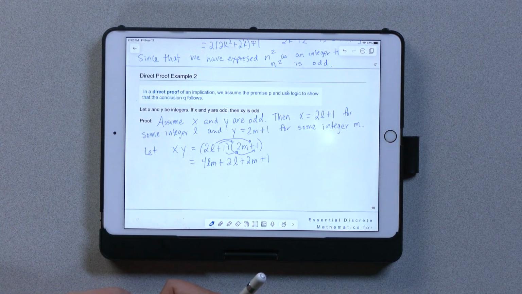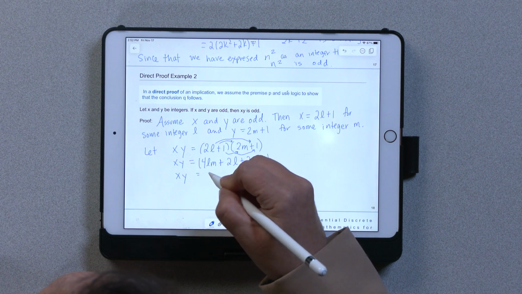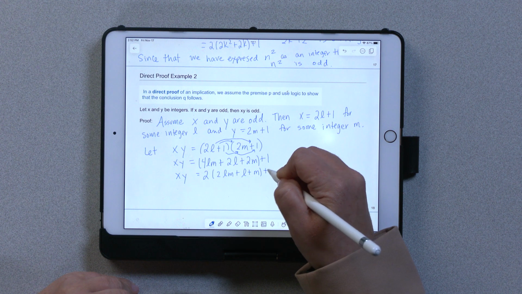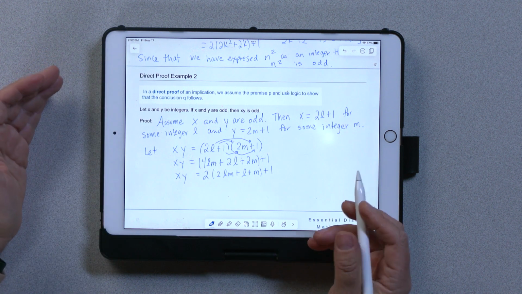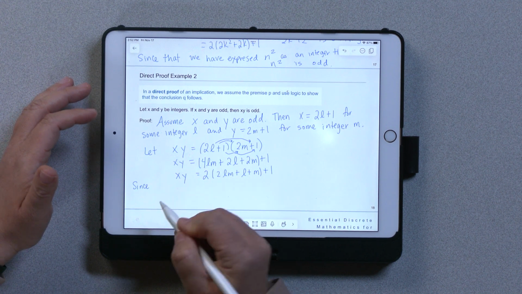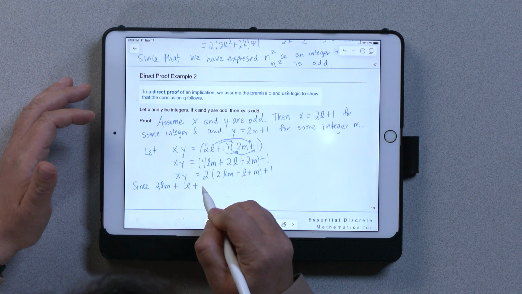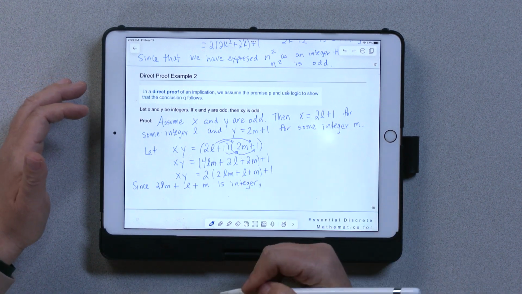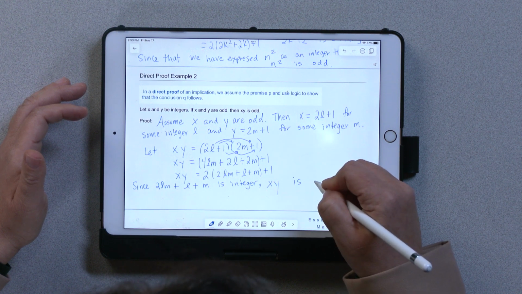We want to show that this is actually an odd number, so we want 2 times an integer plus 1. We can factor out a 2. We have 2 times 2lm plus l plus m, plus 1. Once again, we know that when we multiply and add integers, we'll still have an integer. So since 2lm plus l plus m is an integer, we've just expressed xy as 2 times an integer plus 1, xy is odd.